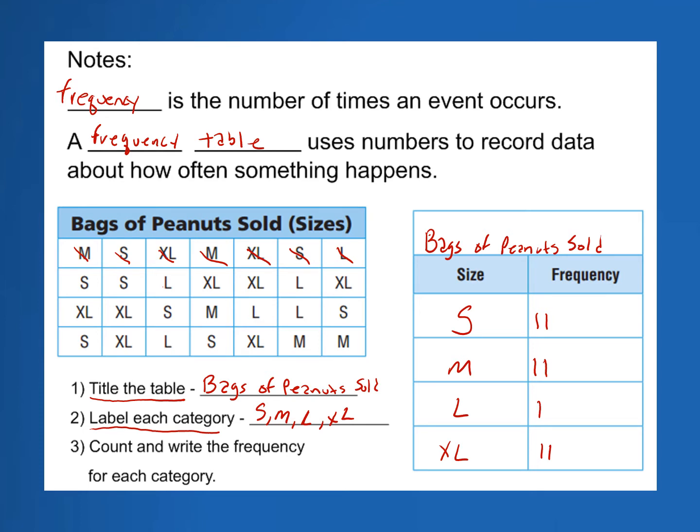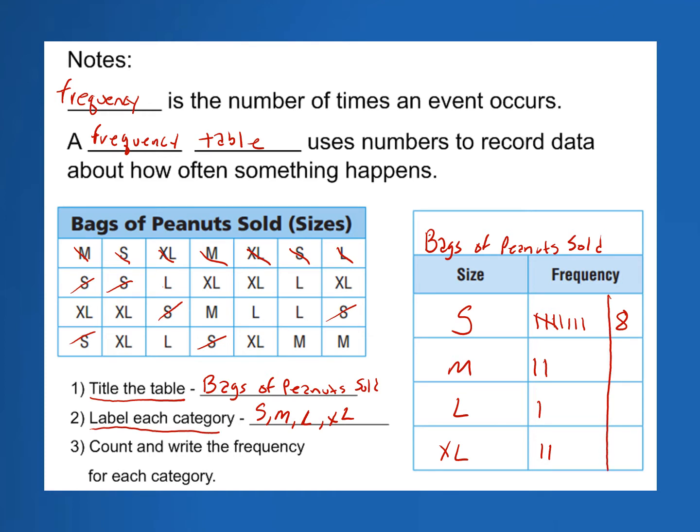You can go one at a time like that, or you can just go in and count all of each event. So let's go in and count all the small. So I've got 1, 2, 3, 4, 5, 6 for a total of 8. And it's important to put tally marks and the number that represents those tally marks for reference.